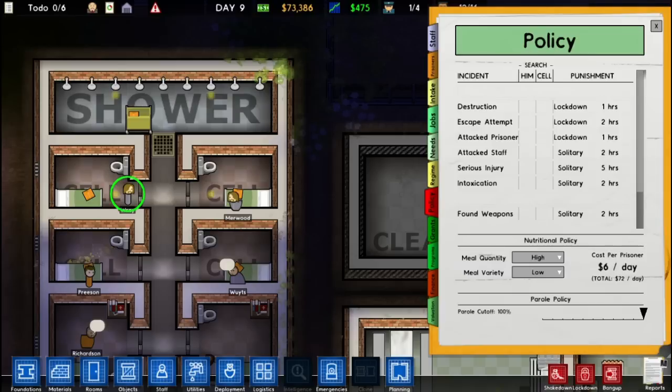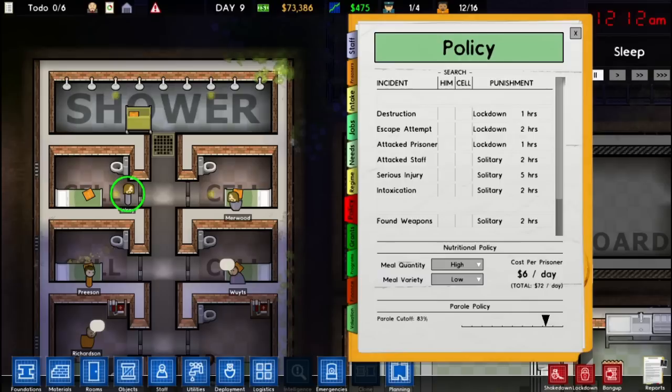So in order to avoid these fines, you might want to say, oh no, I'm going to have the parole cutoff at 0%. I'm not going to parole any prisoners. All of my prisoners are staying the entire time. Well, this means that you get fewer prisoners coming in and out of your prison, which means you make less money. But it also means that when a prisoner is denied parole, they get very upset.